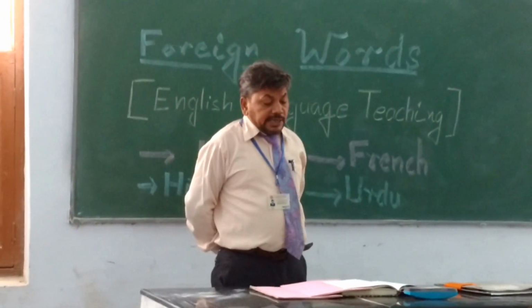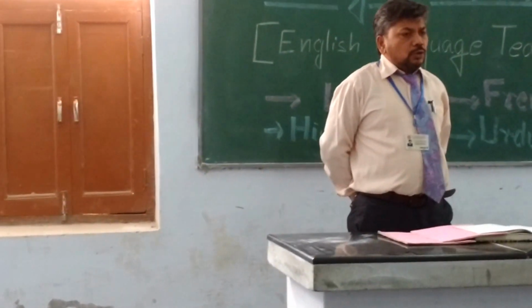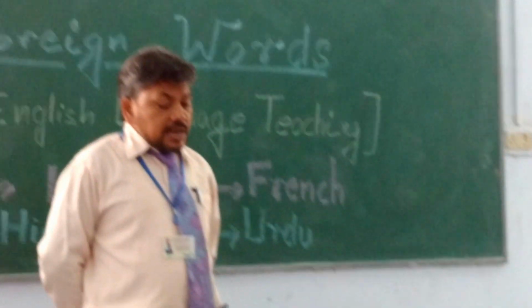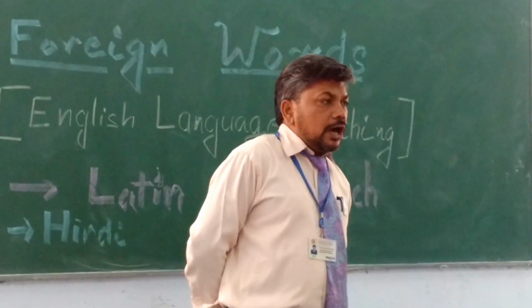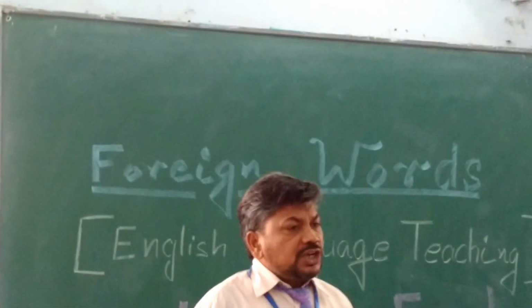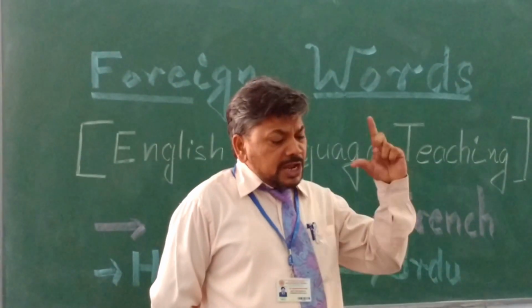Robo is also not an English word. Robo takes its origin from Czechoslovakia. And then there comes a very popular word, zero. This zero is also not English. It takes its origin from an Arabic word.